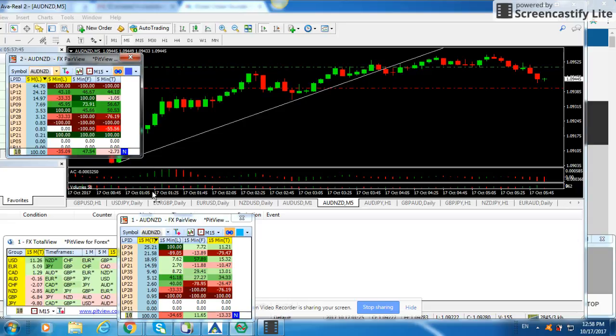Imagine if you knew what the banks were doing. Just ask yourself that. If you knew what the banks were trading, and the big funds and the brokers, then do you think that would help you? Those are the key questions to ask.